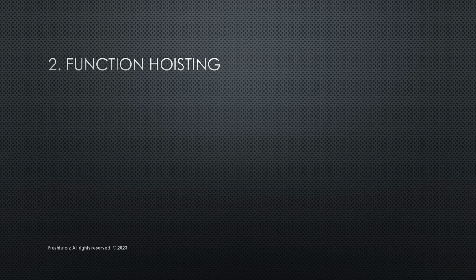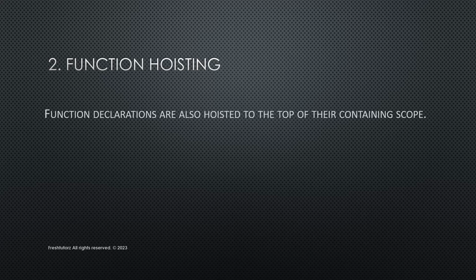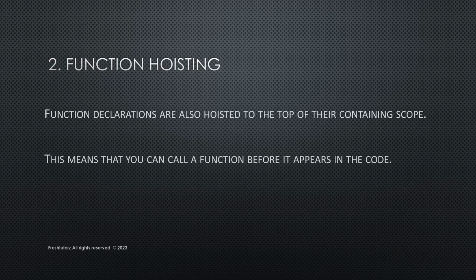So the first one was variable hoisting: before the value is even assigned, the variable can be moved to the top, so we can use it anywhere below, even in the first line. Second one is function hoisting. Function declarations are also hoisted to the top of their containing scope, but there are some differences. During function hoisting, the hoisting happens automatically. That means you can access the function before the line of code where it is defined, that is, you can call the function before it appears in the code.